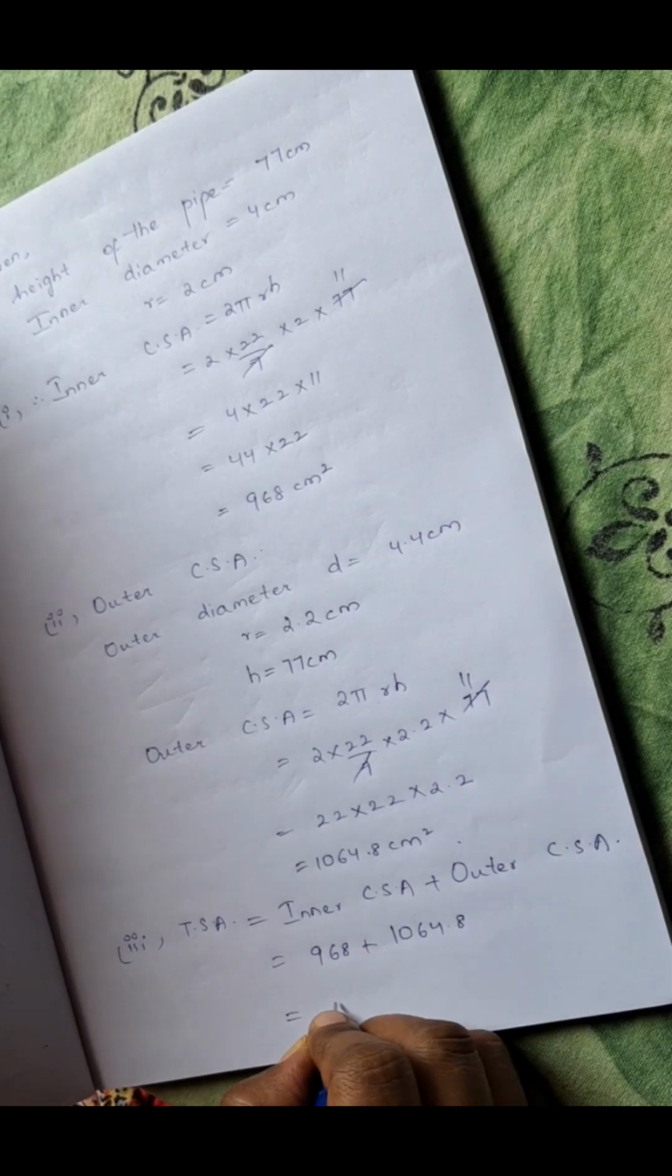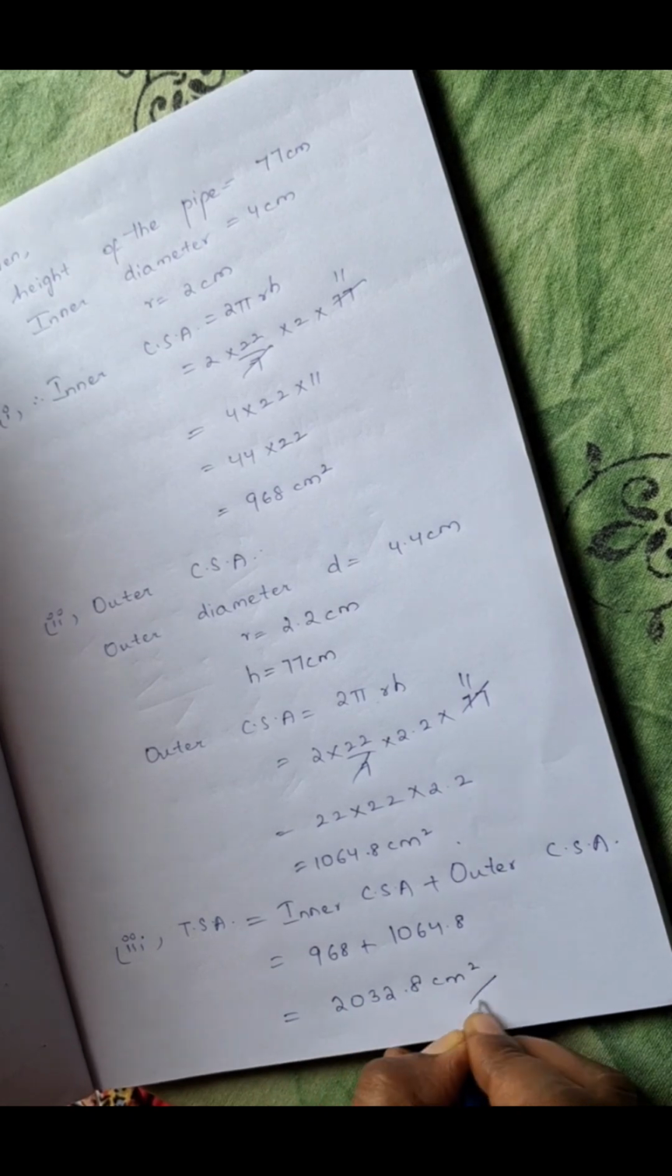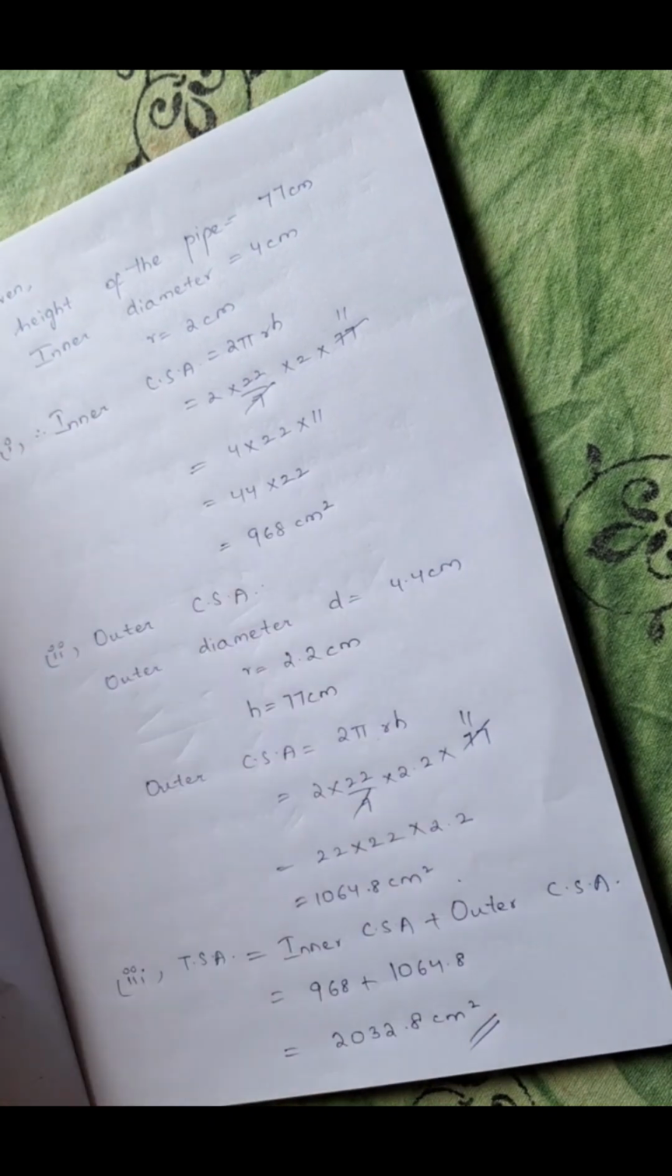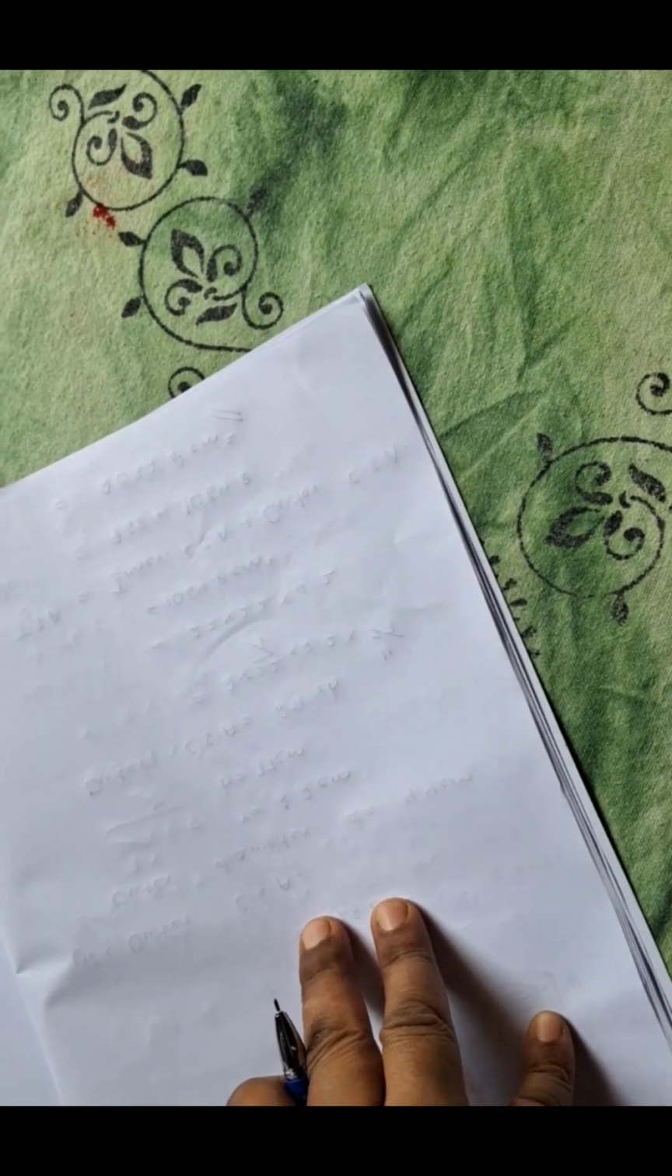1064.8. So when we add this, we'll get 2032.8 centimeter square. So this is your answer. The question number 6 is here.